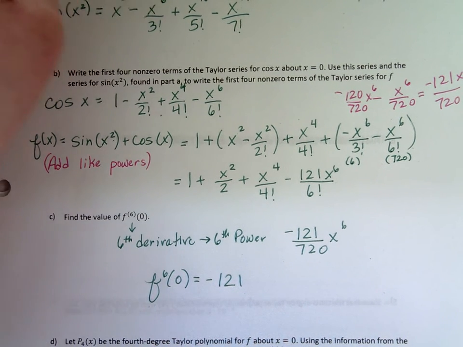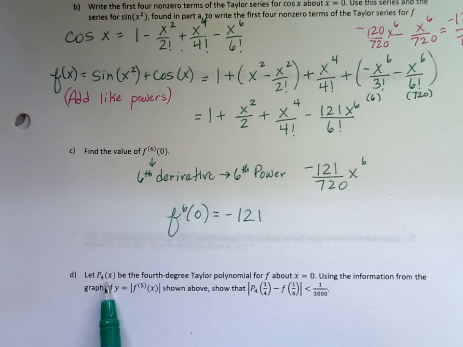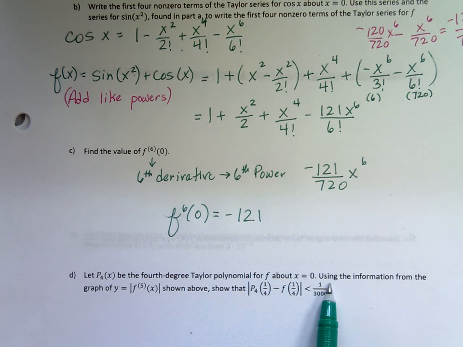All right, here comes part D. Part D says, let p of x be the polynomial of 4th degree for f about x equals 0. We already did that. We did the polynomial. Using the information from the graph of the 5th derivative, absolute value, shown above, show that p of 1/4, when you put a 1/4 into the Taylor polynomial and put a 1/4 into the regular function and subtract them, is going to be less than 1 over 3,000.